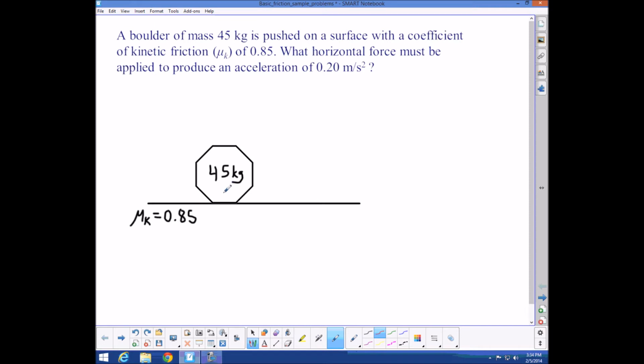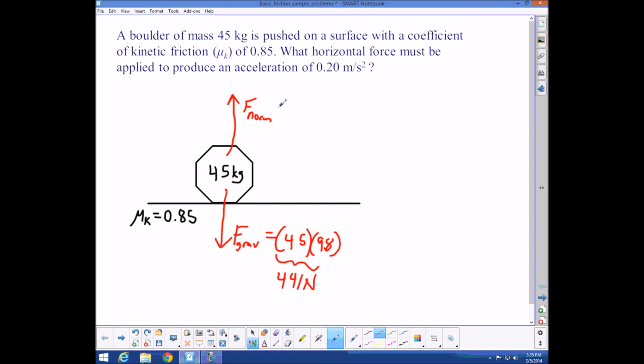So first we need to look at some of the forces that are acting on the boulder. One of the forces that's acting is the weight of the boulder. And to calculate the force of gravity, just like always, we take the mass and multiply by 9.8. So the mass is 45 times 9.8, which is 441 newtons. Because this is on a horizontal surface and there are no other vertical forces being applied, the normal force is also going to be 441 newtons.